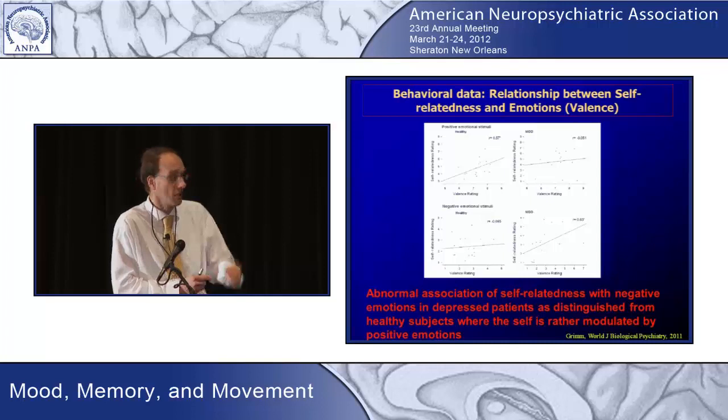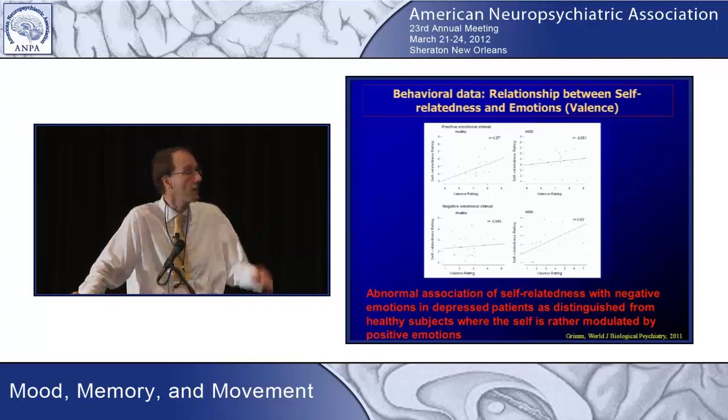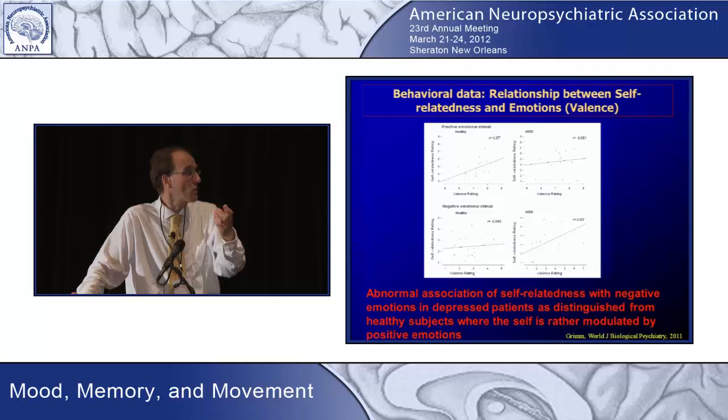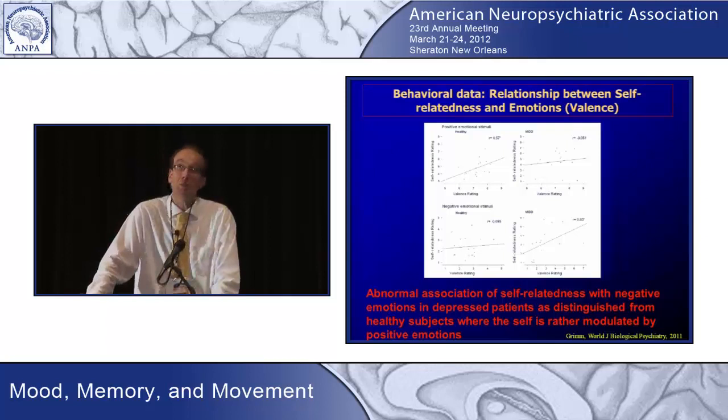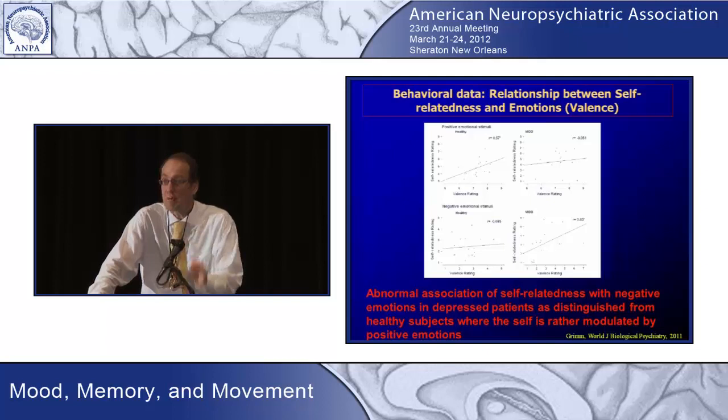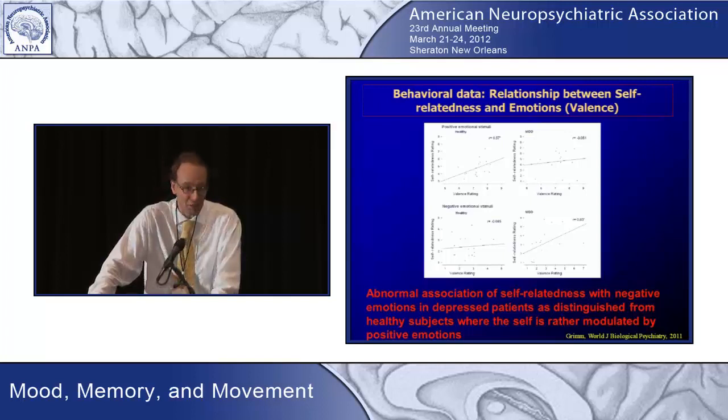So that means on the behavior level, which is no wonder, that's exactly what you see clinically, they associate a degree of self-relatedness or personal relevance exclusively with negative emotions, whereas we, as healthy subjects, associate it with positive emotions. That's probably what keeps us going. And some people argue that we might have a self-positive bias and that the depressed patients are more realistic. And for that realism, they suffer from depression. So I leave that for you to decide.